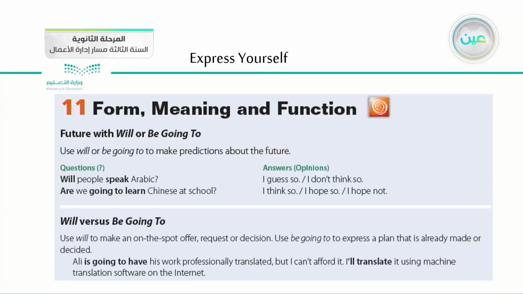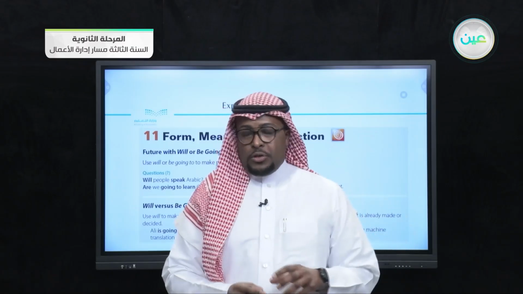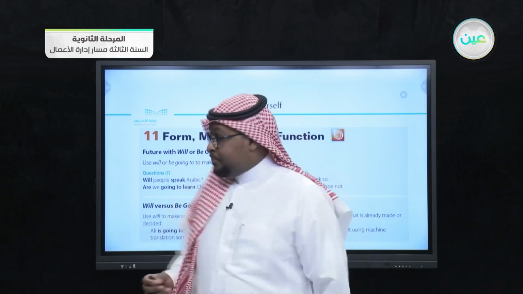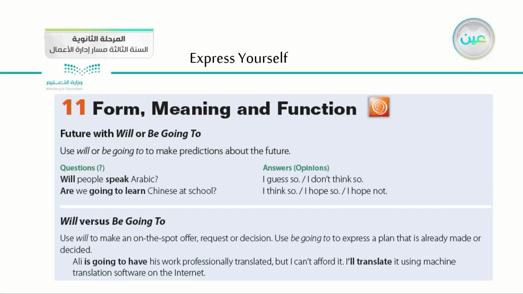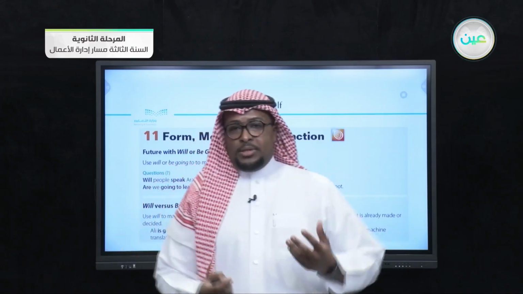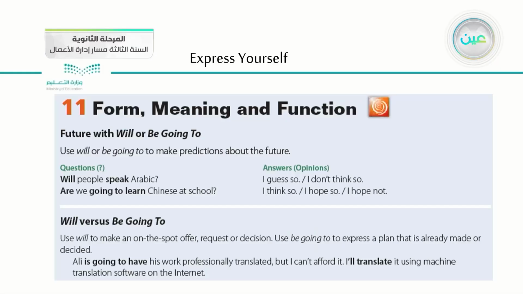As you see here, we have the definition of this part, which is: we use will or be going to make predictions about the future. When we say predictions, we mean that we want to say something that will actually happen in the future. So this is the meaning of predictions. Of course, we can use this structure through questions and answers, and we can use it through statements. Let's go over the questions first.